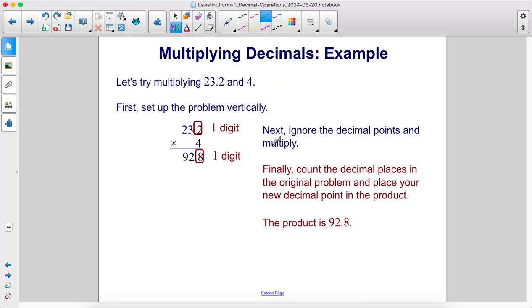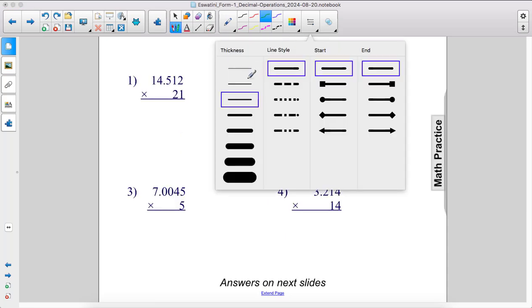Finally, count the decimal places in the original problem. So you can see of these numbers, there's only 1 digit to the right of a decimal. So therefore, we start at the right and we move to the left 1 and put our decimal. The product is 92.8.